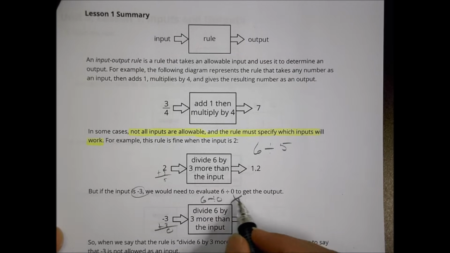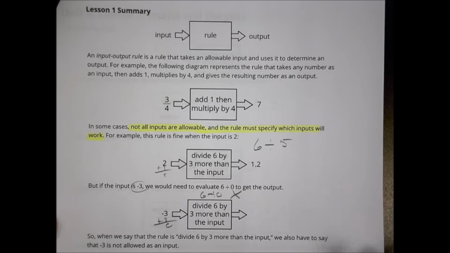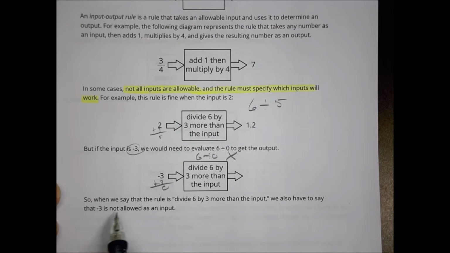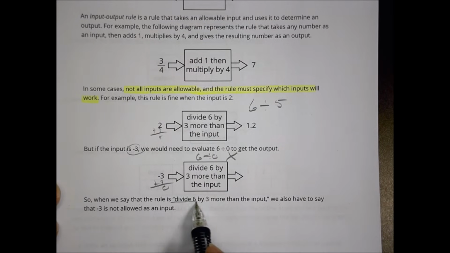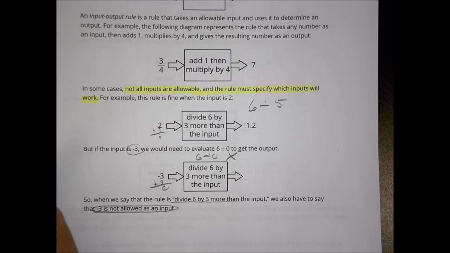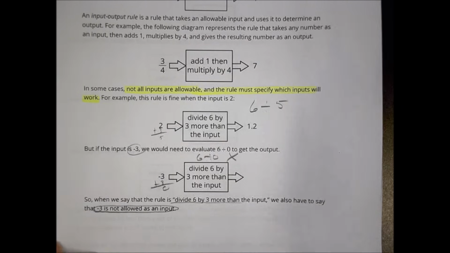Nope, it doesn't work. So sometimes you have to make sure that you specify which ones are not allowed because it just won't work there. Okay, so in this case here, you'd have to say, there's the rule, that's great, but you also have to say -3 is not allowed as an input. So not all rules are going to work for every input, so you have to be careful about that. All right, let's take a look here and check out your homework.